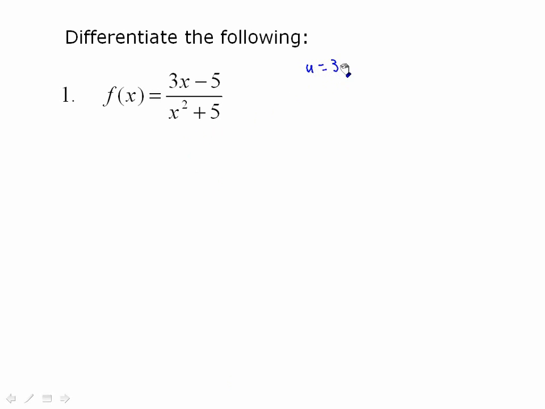So u is equal to 3x minus 5. I do what I had done before. So u prime is equal to 3. And meanwhile, v is equal to x squared plus 5. So v prime is equal to 2x. So y prime is equal to u prime v minus u v prime all over v squared. So the substitution can begin immediately.